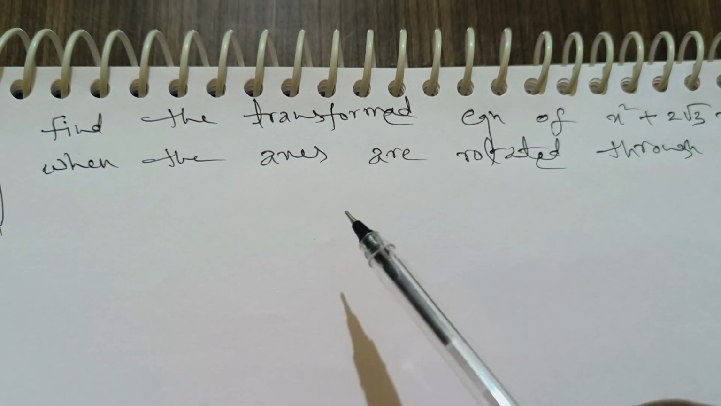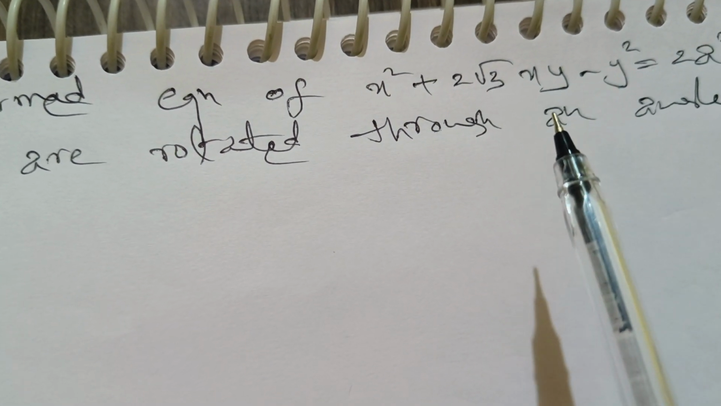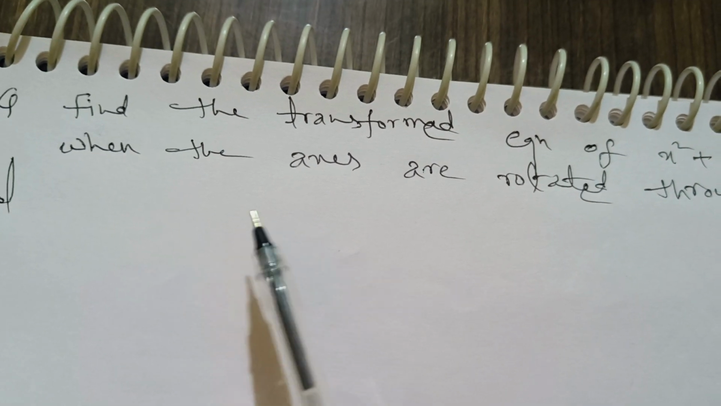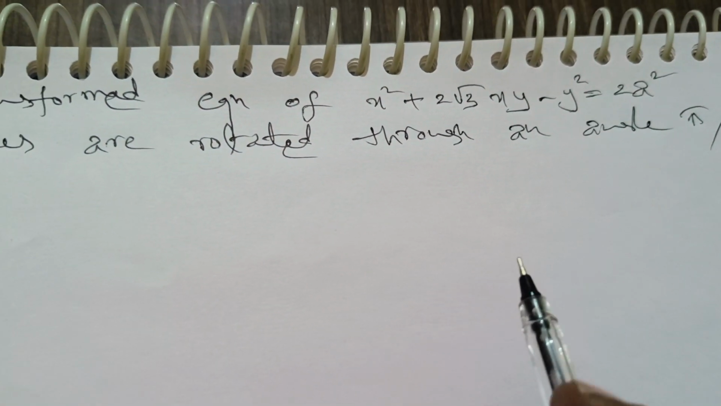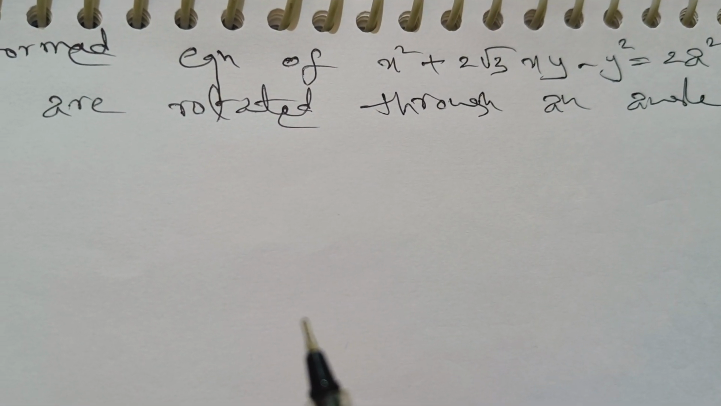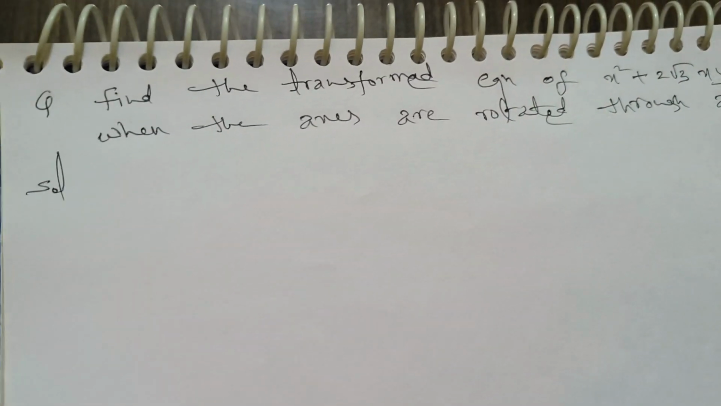In this problem, we have to find the transformed equation of x square plus 2 root 3 xy minus y square is equal to 2a square when the axes are rotated through an angle pi by 6. Pi by 6 means it is 30 degrees. Pi means 180. 180 by 6 is 30 degrees.